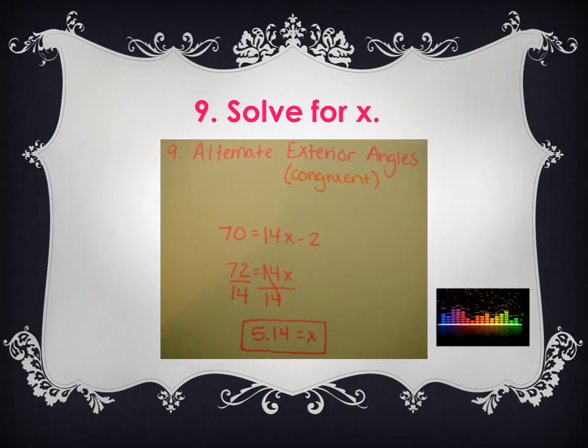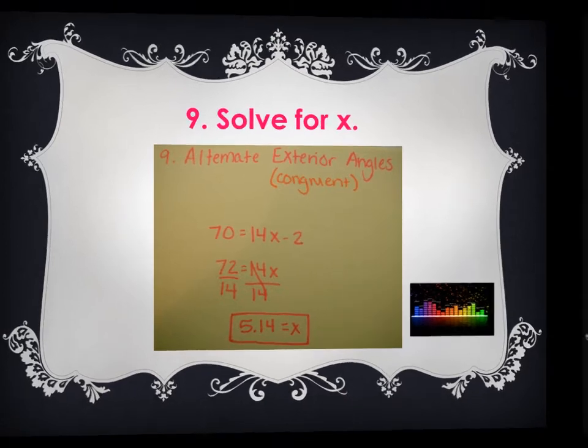We are given two parallel lines intersected by a transversal line. 70 degrees and 14x minus 2 are called alternate exterior angles. These angles are congruent, so we can set 70 degrees equal to 14x minus 2. When we add 2 on both sides, we get 72 equals 14x. Then we can divide by 14 on both sides to get x by itself, giving us 5.14 equals x.